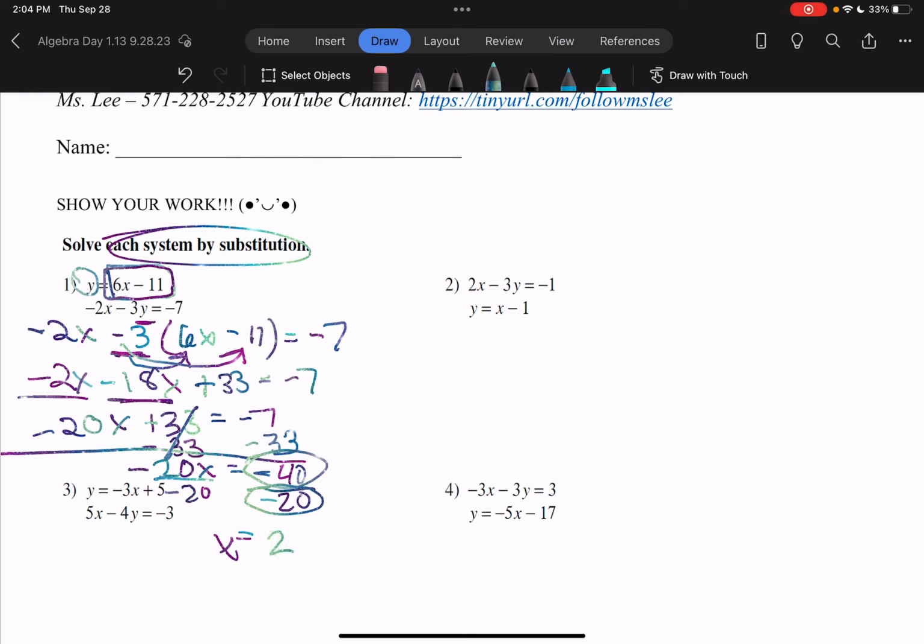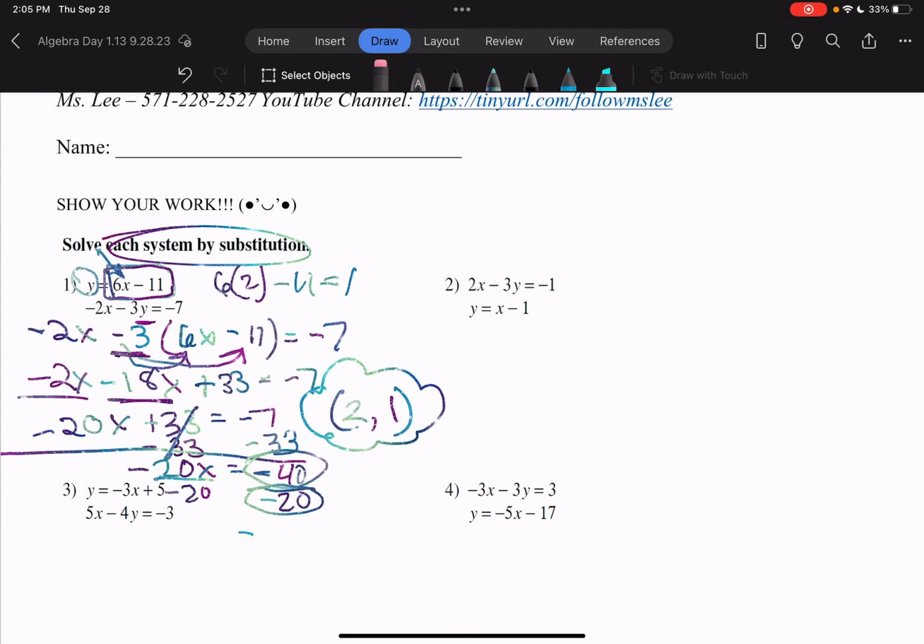Now I have what x equals, but I need to figure out what y equals. So I'm going to plug in x here because that'll tell me what y equals. So 6 times 2 minus 11 gives me 12 minus 11, which is 1. So our full answer for this is x equals 2 and y equals 1. That is my full and beautiful answer there. Okay? Let's take a look at the next one.